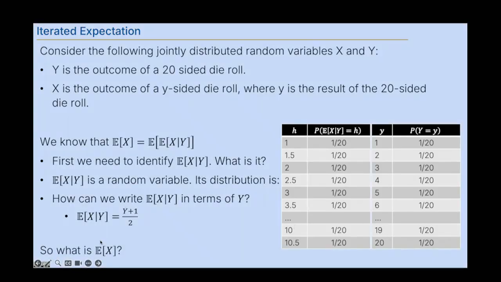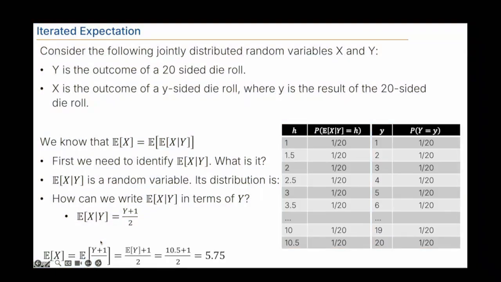So what's the expectation of X? Here's the last little trick, and this is deep. If you're using iterated expectation, the expectation of X is just the expected value of the expected value of X given Y. What is the expected value of X given Y? It's (Y plus 1) over 2. If I apply linearity of expectation here, I just plug in the 10.5 directly. 10.5 plus 1 divided by 2 is 5.75.